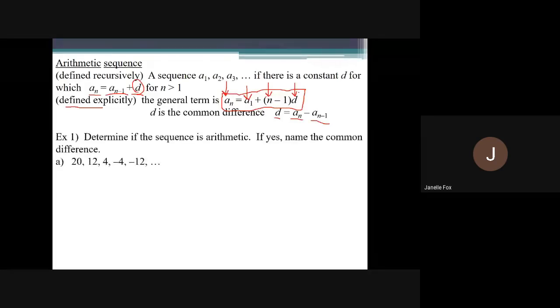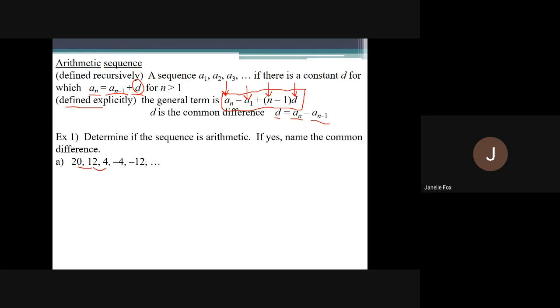These problems just say determine if the sequence is arithmetic. If yes, then name the common difference. This sequence says 20, 12, 4, negative 4, negative 12. You ask yourself, are they adding or subtracting the same thing each time? Let me look at it term by term. From 20 to 12 would be 8 lower.